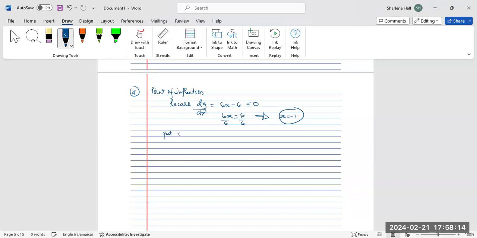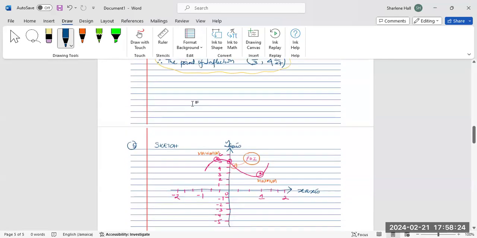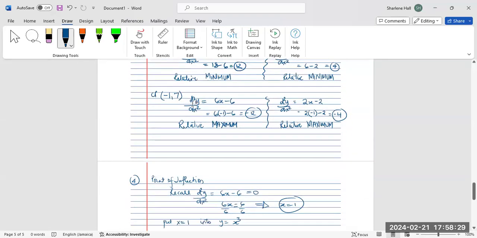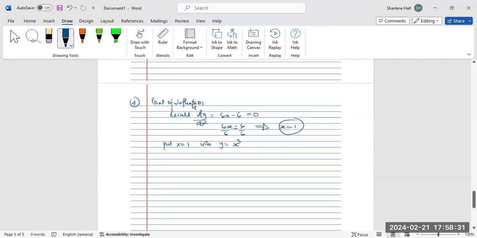So I'm going to put x equals 1 into my original function y, which is equal to x cubed minus 3x squared minus 9x plus 2. Tell me if I got the function right, please. Yes, sir, it's correct. All right, good.